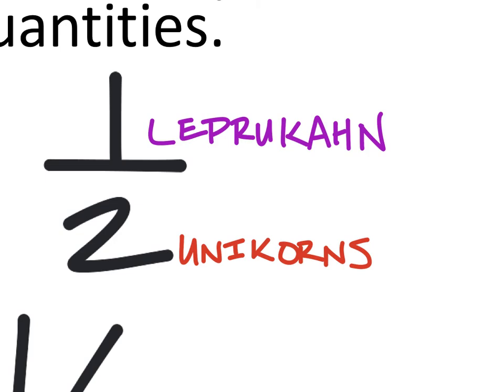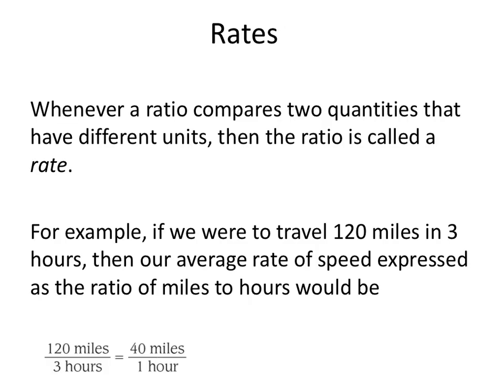So now this is a rate instead of a ratio. That's it. All right, so rates. Whenever a ratio compares two quantities that have different units, then the ratio is called a rate, just like we saw. And we see one at the bottom there.